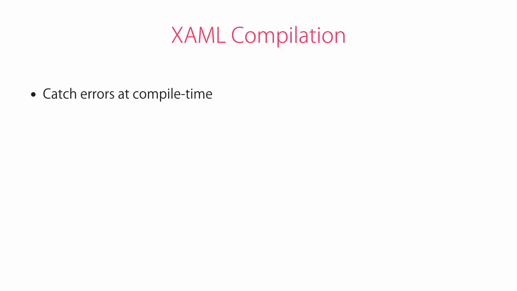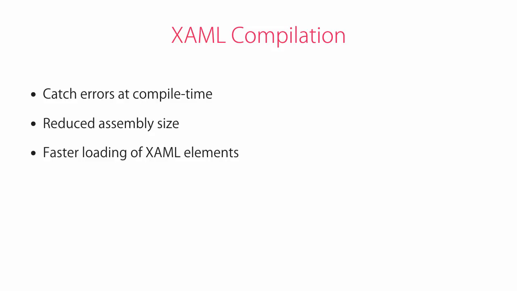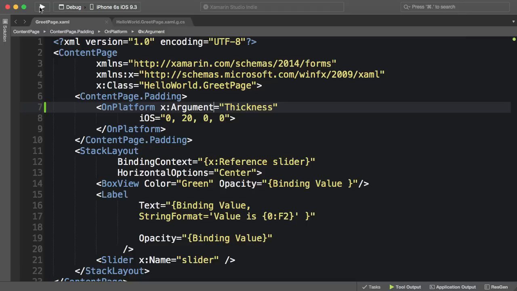The first one is that we can catch errors at compile time instead of runtime. The second benefit is that because XAML files are compiled into IL, the size of the final assembly will be reduced, because these XAML files will not be embedded in the final assembly. And finally, compilation of XAML files will slightly optimize the load and instantiation time for XAML elements. Now, compilation is disabled by default, and we need to enable it, but that's pretty easy.